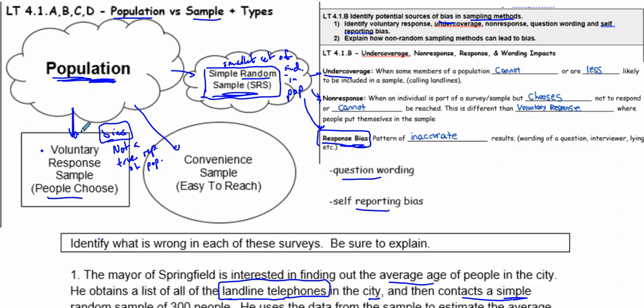Things that we want to really avoid are voluntary and convenience sampling. That gives us much more bias. In any case, it's important that we understand how to take a proper sample of a population so our numbers match as closely as we can to what the true population would be.